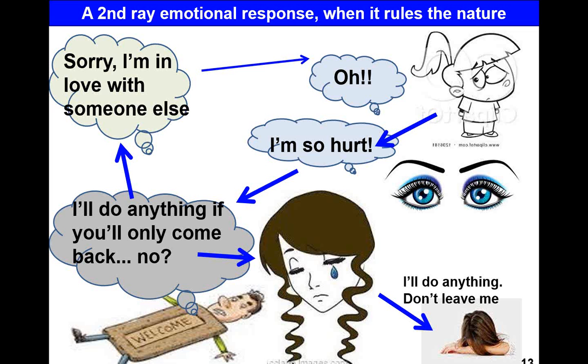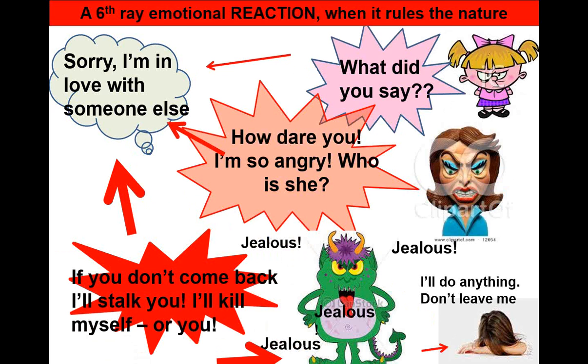Next slide. And so the ray 6 field is just so different. If somebody rejects somebody with a ray 6 astral body, well, the reaction is more like this, red rather than blue. Sorry, I'm in love with someone else. What did you say? How dare you? I'm so angry. Who is she? And you can feel this inner demon coming up.